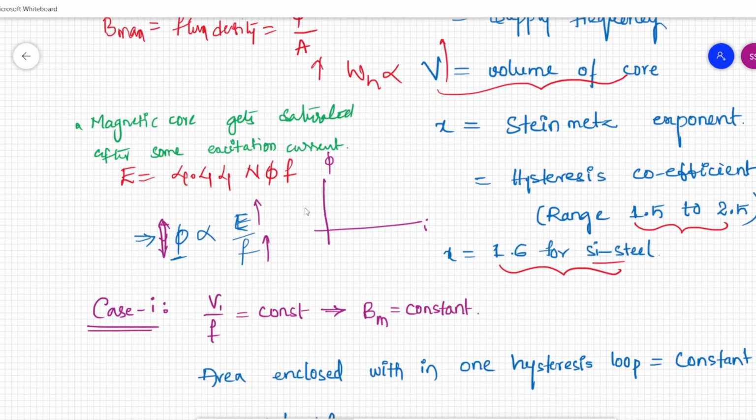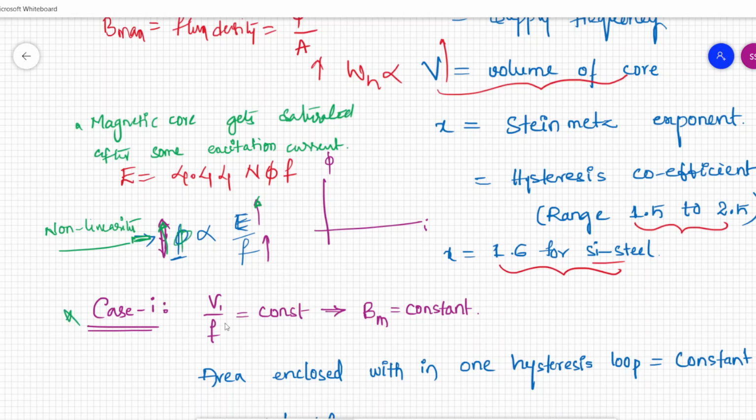That means if you increase this EMF, the flux has to increase, but there is a problem of saturation, so the non-linear behavior of the core will come into the picture. This is nothing but non-linearity. That's why we need to keep this E by F ratio constant, so that the flux in the core will be constant.